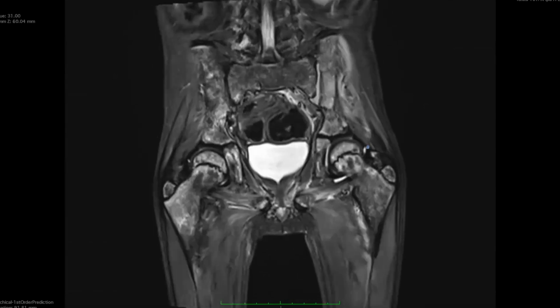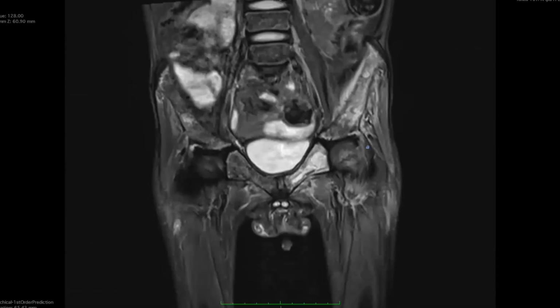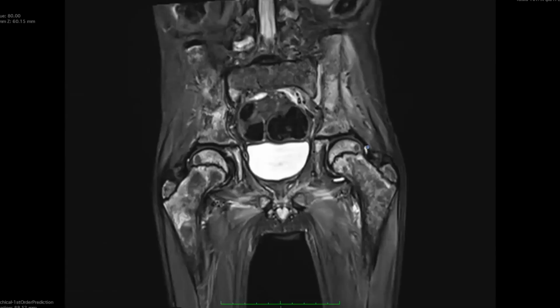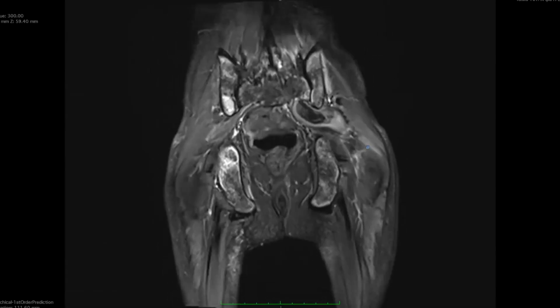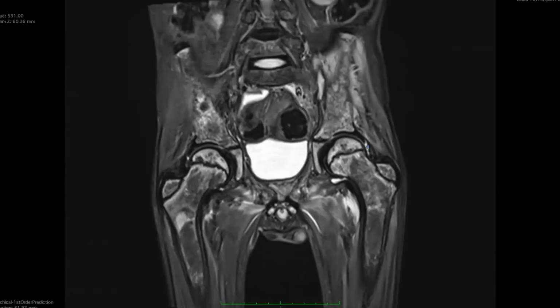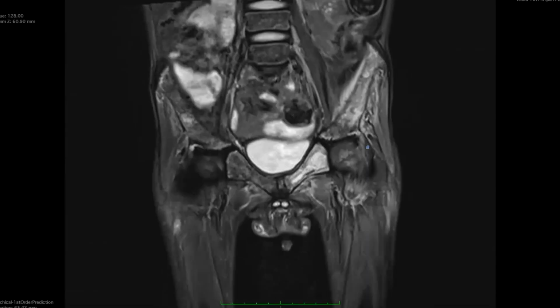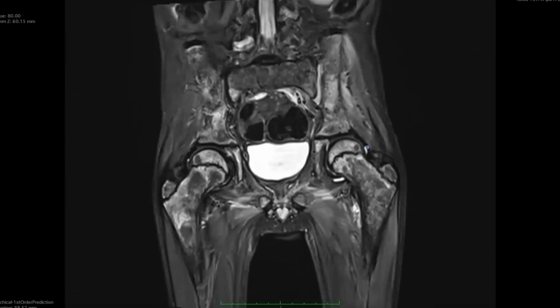I am being presented with a STIR coronal image of the pelvis with both hips of a patient who presented with pain. I can see that there are diffuse areas of STIR hyperintense signal involving bilateral pelvic bones.